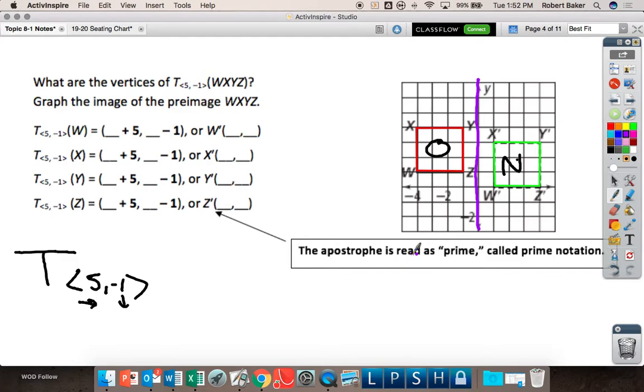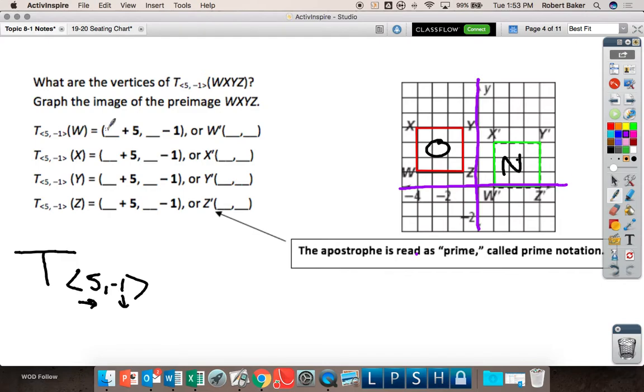Where is the origin? Right below W right here? No, this is it, right here. Anybody else have that problem besides me? So where is W? What is the coordinate location of W?